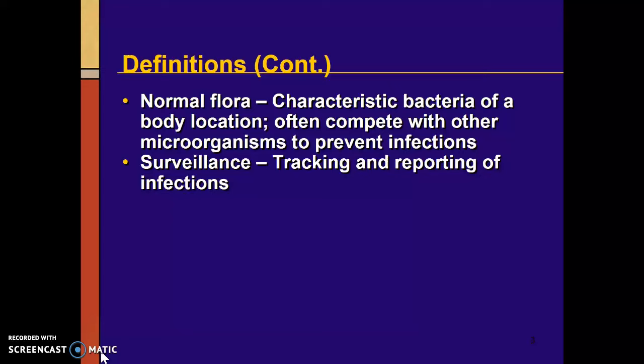In our bodies, we do have what's called normal flora, and it's a type of bacteria in different body locations that often compete with other microorganisms, and those kind of prevent other infections from even getting in the system. When you have abnormal flora, sometimes medications and different things can decrease this normal bacteria, allowing the other microorganisms to grow stronger and cause infections. So it's important to know that that can occur.